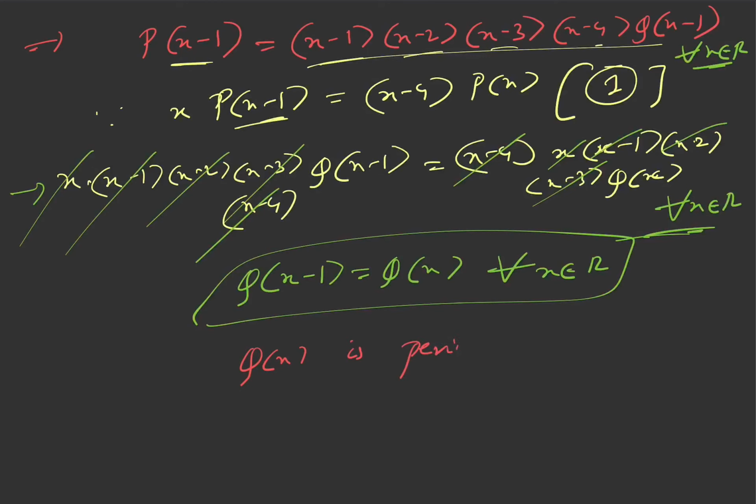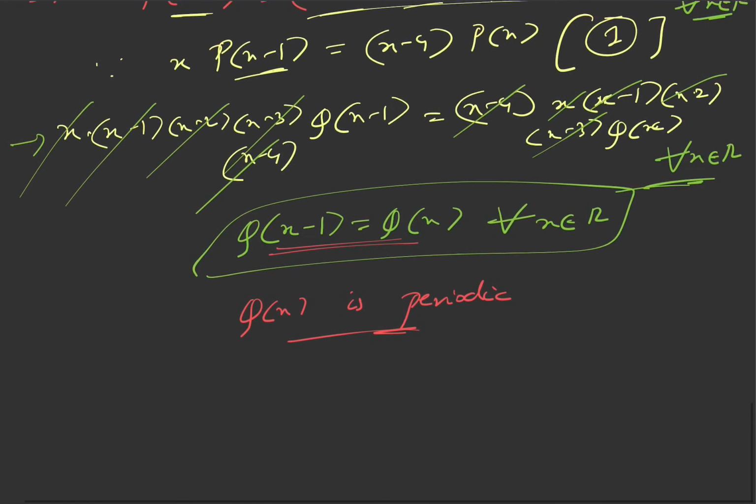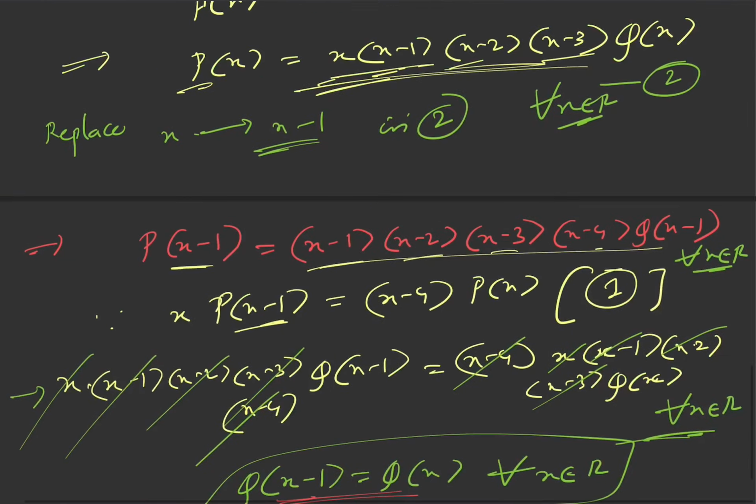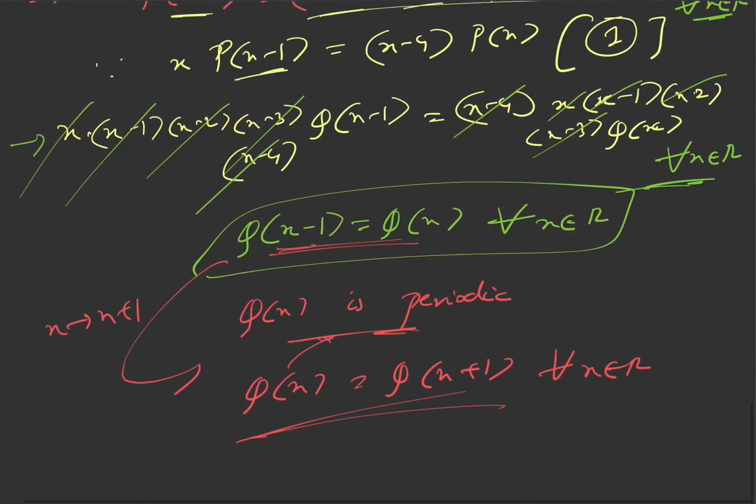It means what? q of x is a periodic function, because it repeats its values. You can say that q of x minus 1 is q of x. From this I can say that q of x is q of x plus 1, right? If you replace x with x plus 1, you will get q of x is q of x plus 1 for all x belongs to R. It means q of x is a periodic function with period 1, and we know that q of x is a polynomial because this is the quotient.